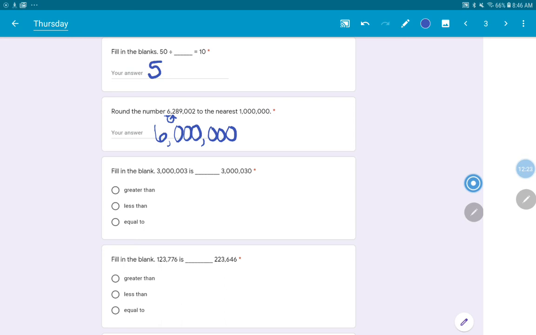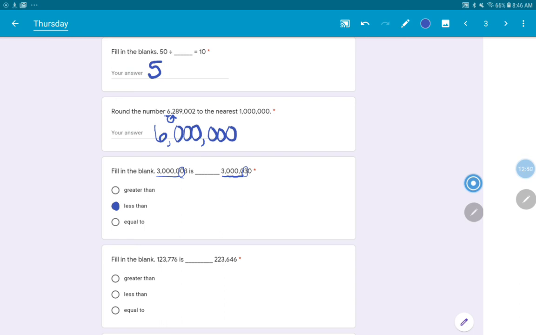3,000,003 is greater than, less than, or equal to 3,030,030, Alexis? Less than. How do you know that? Because it looks the same until you get to the ending. Yeah, everything's the same until you get to that tens place value. Then I have a 0 and I have a 3. And we know that 0 is less than 3.